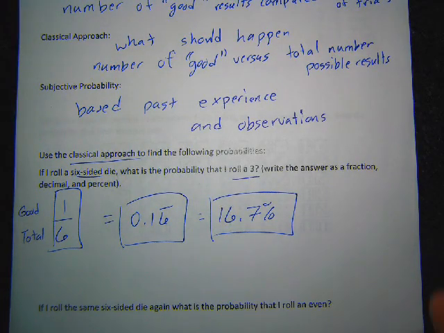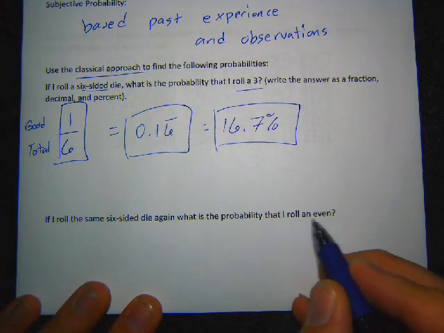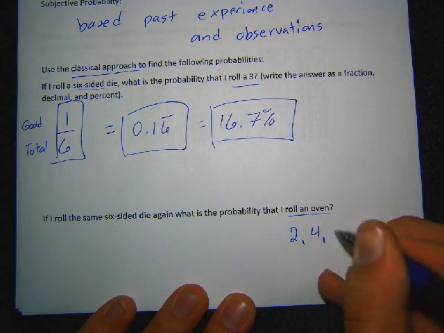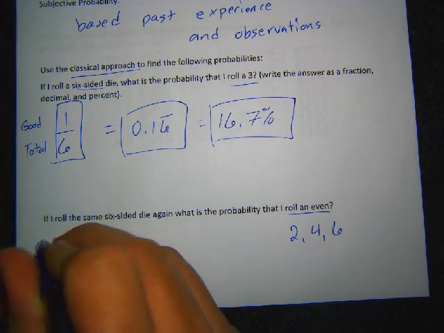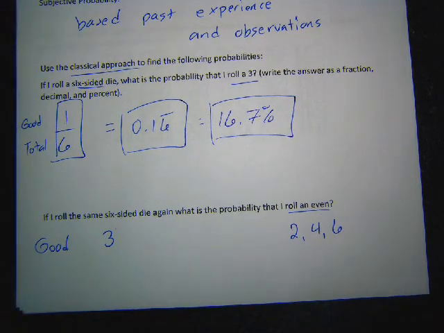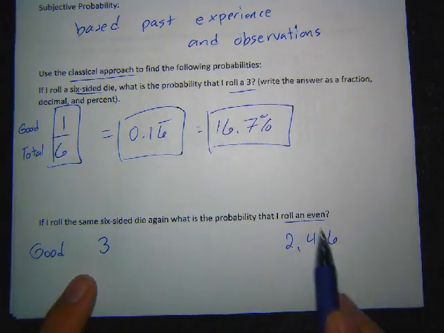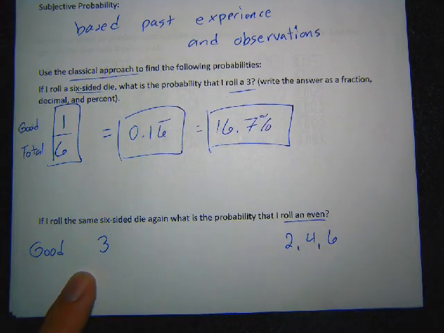All right, let's do one more. We have the same 6-sided die, but now I'm looking for the probability of rolling an even. Of course, evens means that 2, 4, and 6 are all good options now. So when I look at the results that I want, there's actually 3 of them. That's funny, in the first one we only got 1, but that's because there's only one 3. Now we're looking for evens, and there are 3 evens on this 6-sided die. So there's 3 good options.